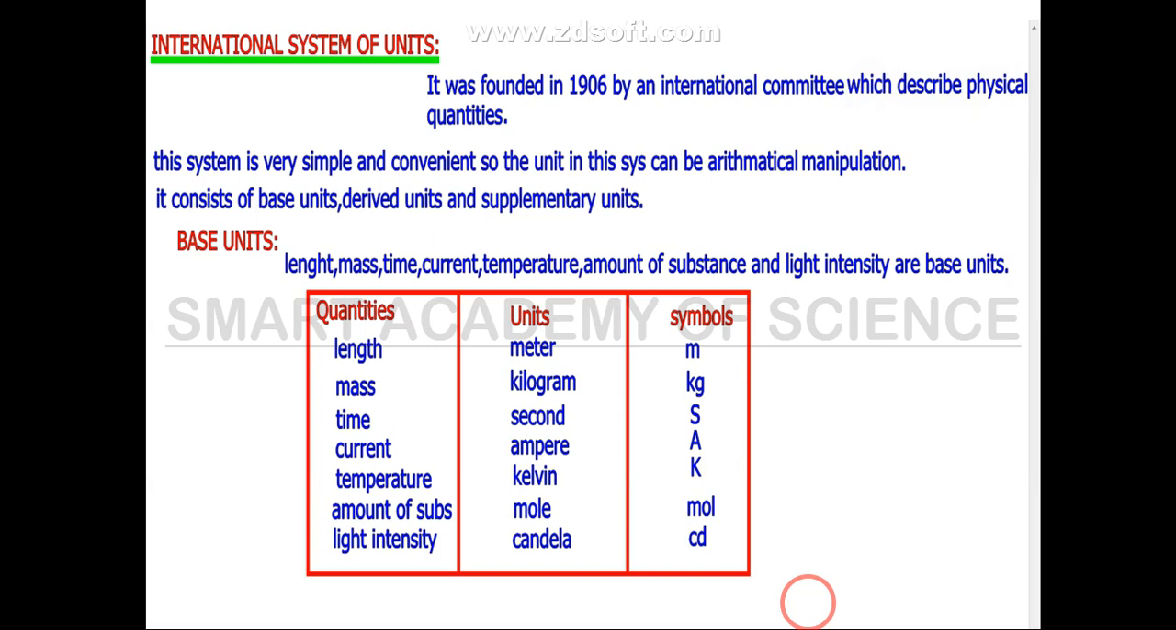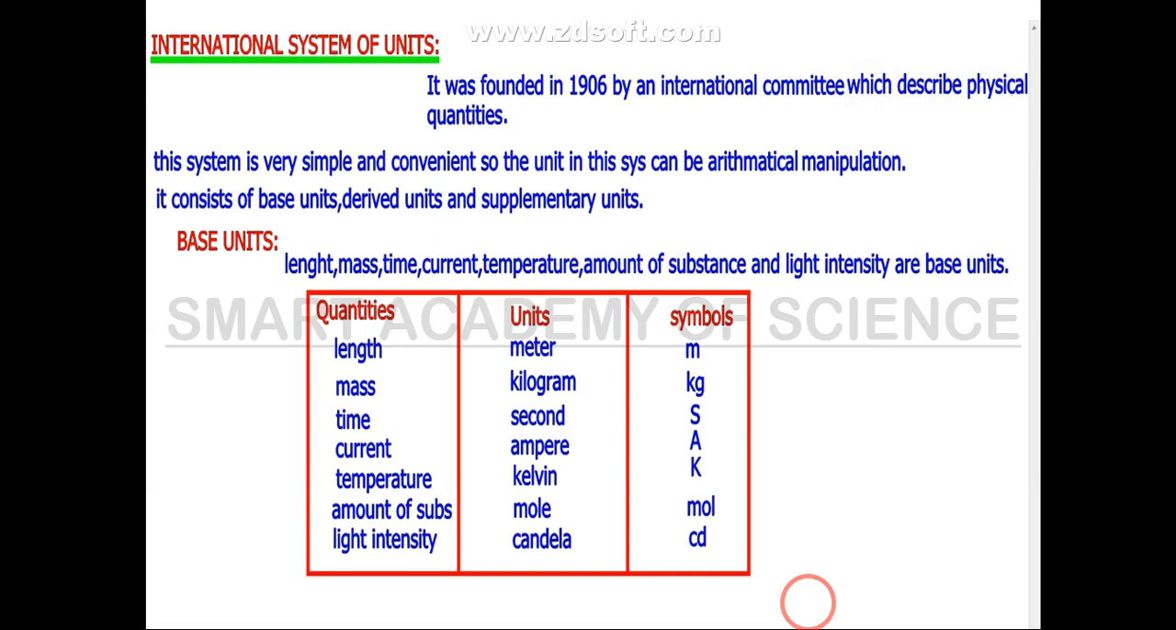और base quantities only 3 number है और base unit are 7 in number. Base quantity are length, mass and time, but base unit are 7 in number, that is length, mass, time, current, temperature, amount of substance and light intensity are base unit. Quantities. Length, we measure it in unit meter and symbol is small m.